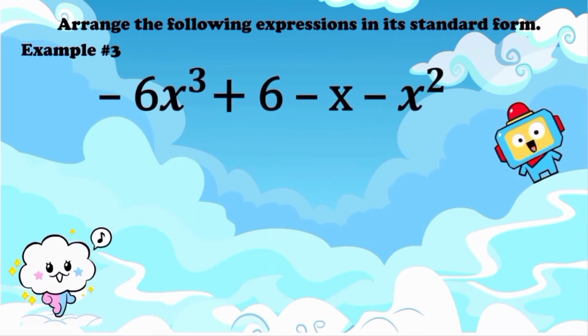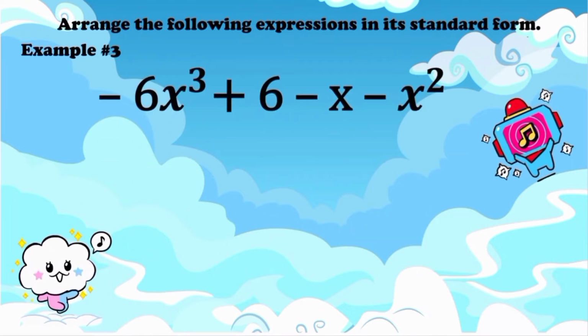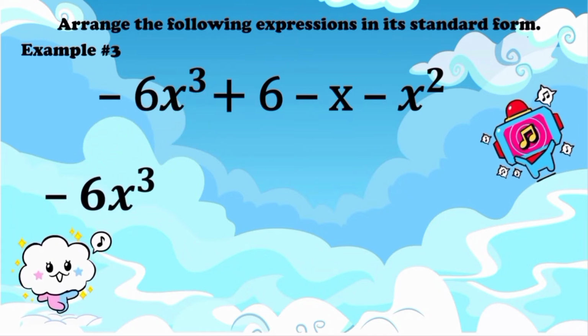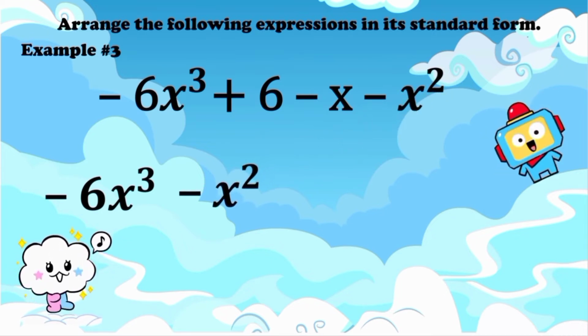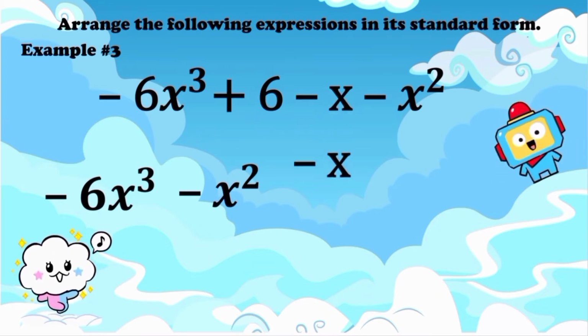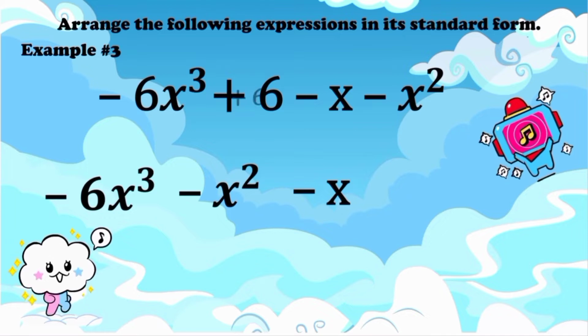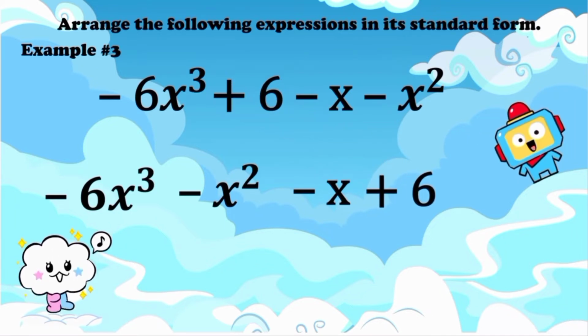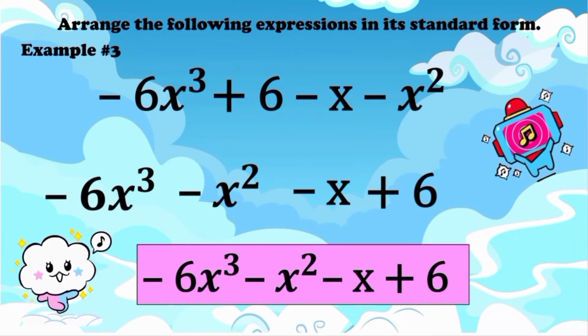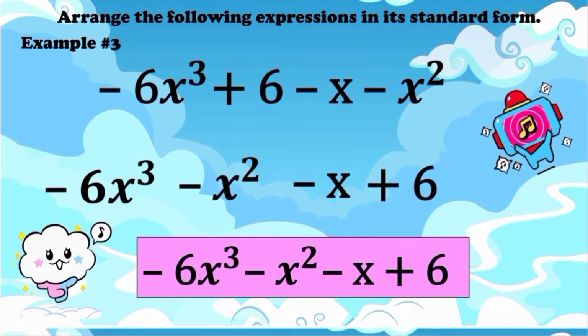Example number 3. We have negative 6x cubed plus 6 minus x squared. What will be our first term? Correct, that is negative 6x cubed. What will be our second term? That is negative x squared. And for our third term, we have negative x. And for our final term, we have positive 6. We have our final answer as negative 6x cubed minus x squared minus x plus 6.